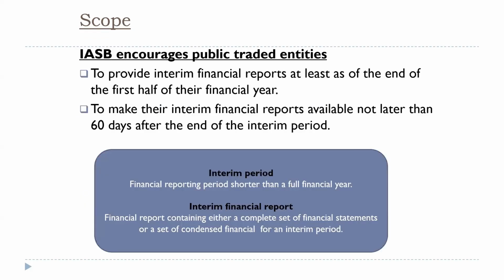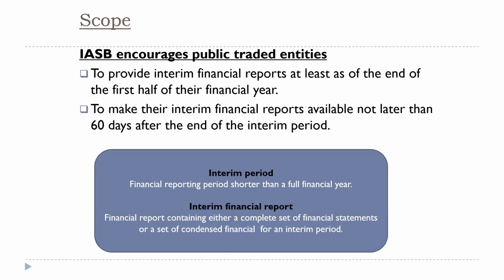So ISB encourages publicly traded entities to provide interim reports at least as of the end of the first half of their financial year. That is, if they are not publishing quarterly interim reports, at least they should give one report in the middle of the year, after 6 months. They should make their interim reports available not later than 60 days after the end of the interim period. Because if the interim period is ending on 30th September and they are providing this information in January, it's of no use. Timely and reliable information is only of use for the users of financial statements. So they should ensure that they provide this information within 60 days of the end of the interim period.